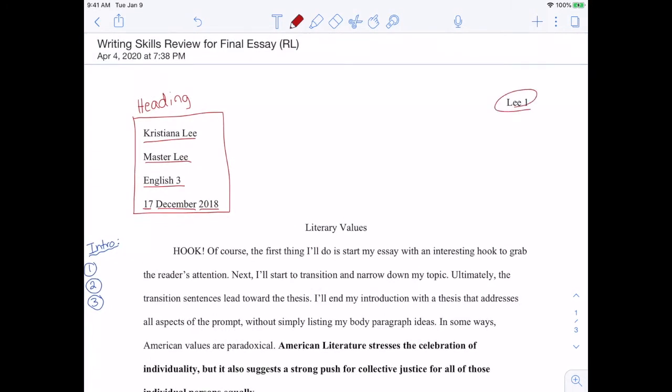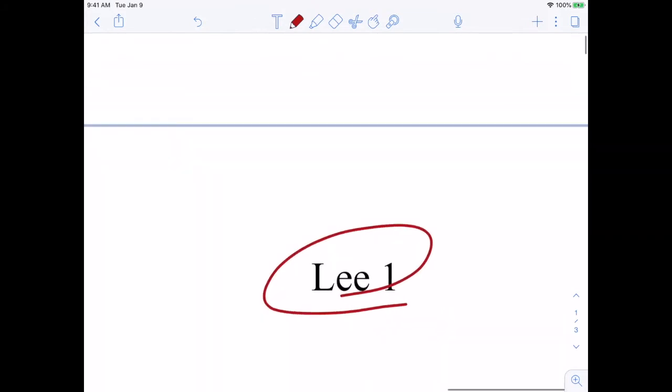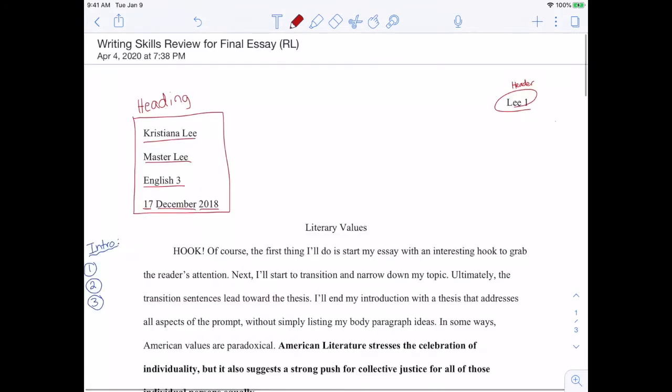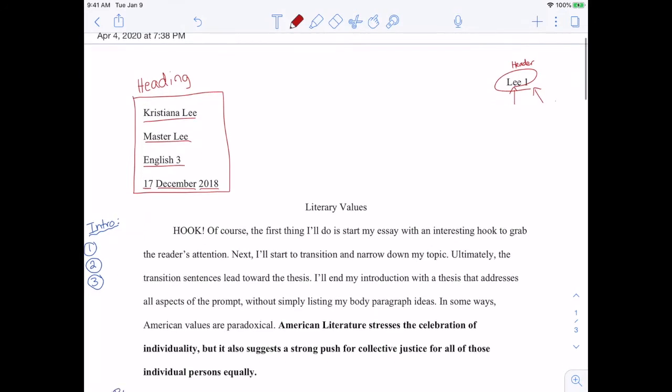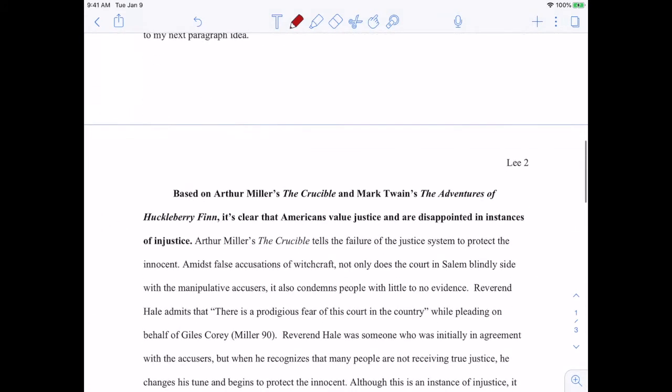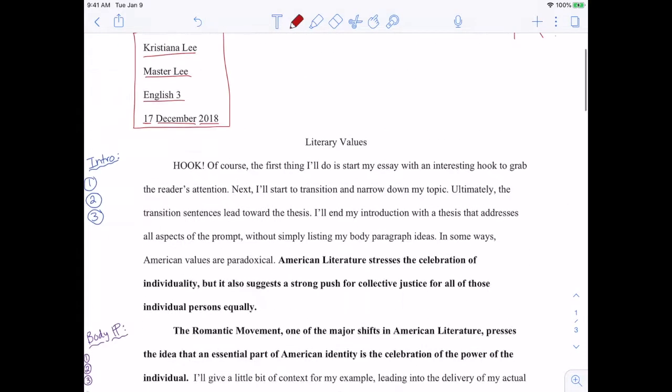Over here in the upper right-hand corner, we have what's called the header. The header includes your last name and a page number. Make sure that it is actually a page number, because if it's not, then on page 2 it would still say 1. But here we have something that actually says 2, so that means it's an actual page number.